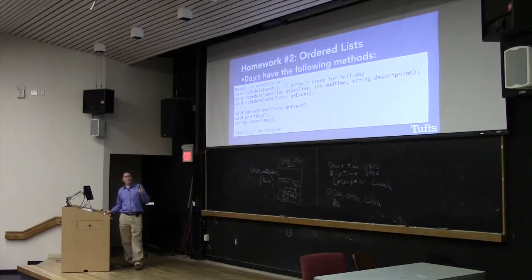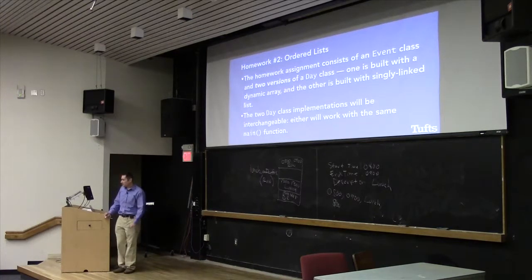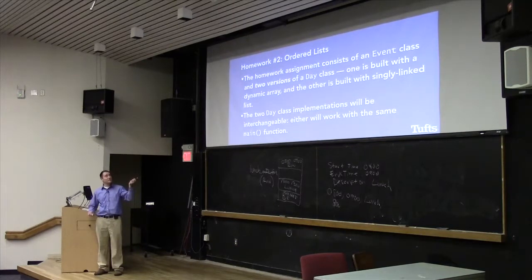So I say those are the only ones you have to write. You do have to do this twice. What it is, we're going to have an event class, and we're going to have two versions of the day class. So we've been talking about two different types of lists in here. We've been talking about the dynamic array type list. We've also been talking about the linked list. Both those lists, you're going to have to make into separate day classes.